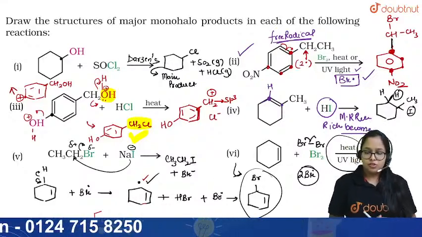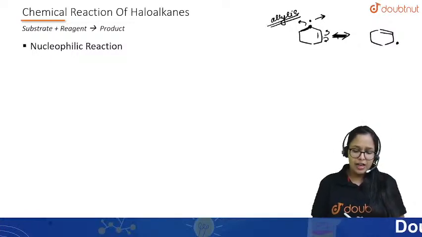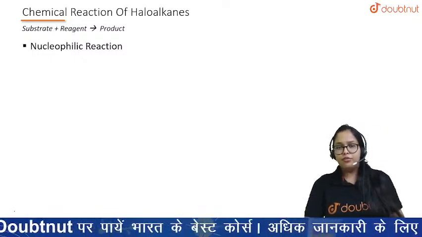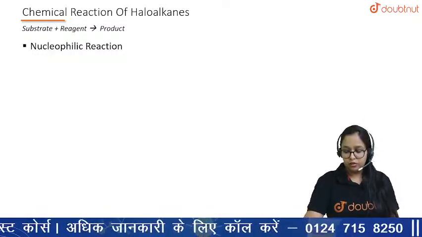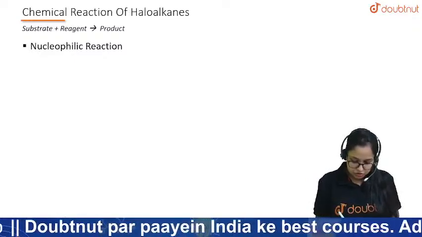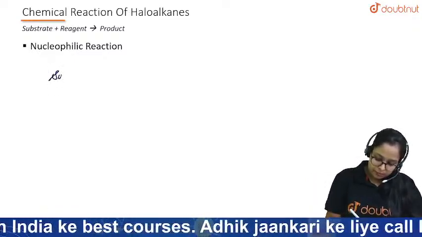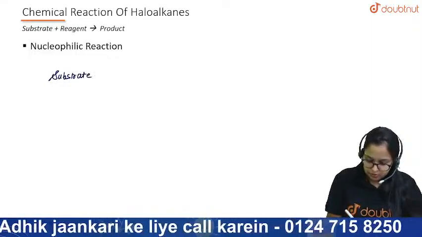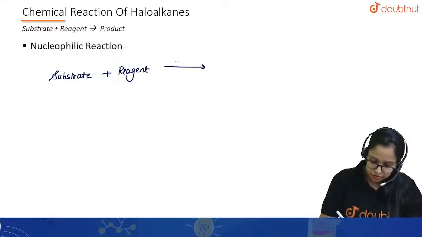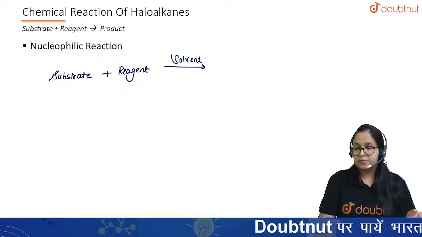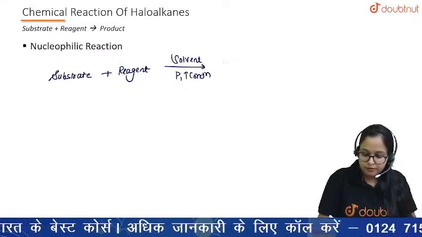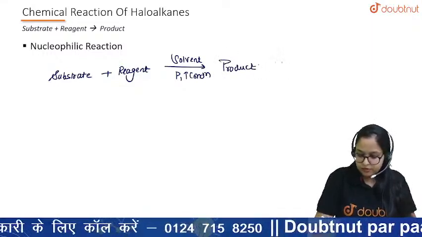So these were the in-text questions, which we have finished. Now we'll start with the chemical reactions. I'll give you a quick overview of what chemical reactions look like in organic chemistry. If we consider a chemical reaction in organic chemistry, it is generally represented as substrate plus reagent, in solvent. You have to dissolve the substrate and reagent in a solvent, and if there is any pressure or temperature condition, please mention that too. You get the final product, and if you have byproducts or a leaving group, you can write that too.